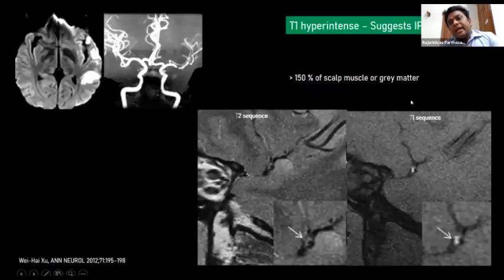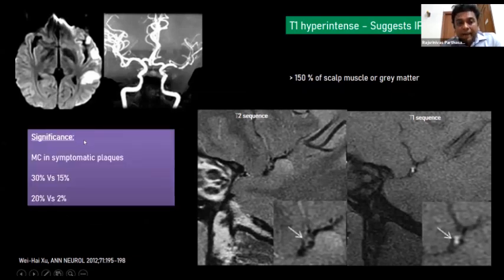Then comes, can we characterize whether a particular plaque is going to be causing problems, a high-risk plaque feature? If there is a plaque hemorrhage, that suggests a high-risk plaque feature. One of the ways to look for it is to look for T1 hyperintensity in the plaque wall. If there is a T1 hyperintensity, that means there is a plaque hemorrhage, and there is a higher chance of embolism from this plaque. What the paper says is there was a 30% chance of symptoms if there's a T1 hyperintensity, as compared to 15% in one of the papers, and in another paper, it was 20% versus 2%.